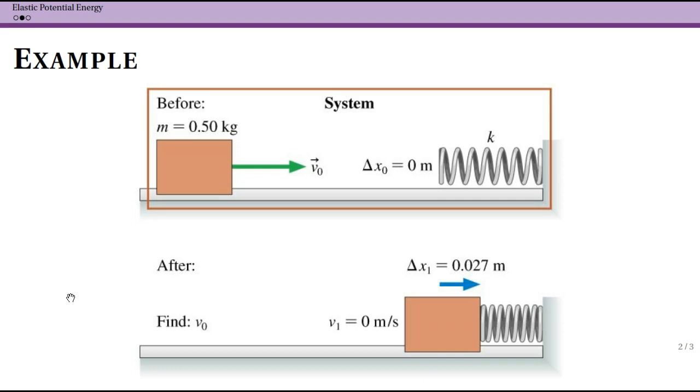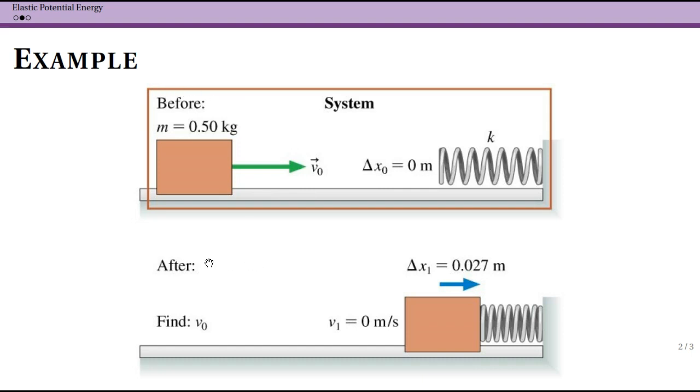So let's think about a scenario where we have a transformation of energy between kinetic and spring potential energy. In this case, our system is going to involve our box, which is moving, a frictionless surface, and then our spring and the wall that the other end of the spring is attached to. Initially, we have our box that is traveling to the right with some initial speed. Again, we're not worrying about friction.